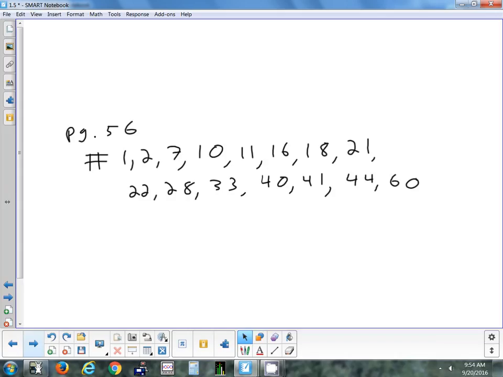Okay, so we'll look at that first thing tomorrow, then we'll finish up tomorrow with section 1.6, and that'll finish chapter 1.